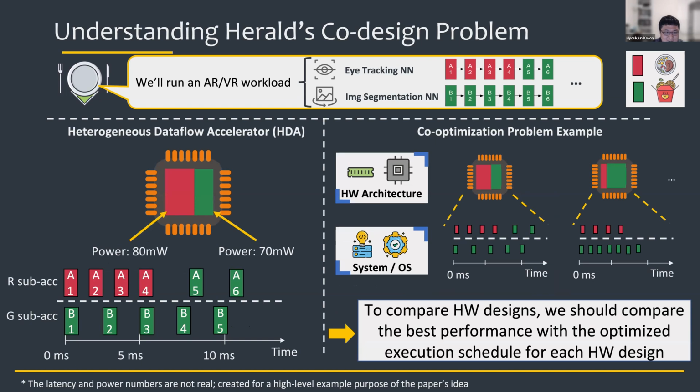For designing this heterogeneous dataflow accelerator, there are many co-design problems. One example is regarding the hardware design. If you take a look at the right side diagram, we have two versions of the heterogeneous dataflow accelerator. One has a larger red sub-accelerator, and the other has a larger green sub-accelerator. By changing such hardware architecture, the optimal schedule also changes. So it is not sufficient to just optimize the hardware partition, but we also need to consider the optimal schedule to actually optimize this heterogeneous dataflow accelerator. This is one example we face when we work on Herald.